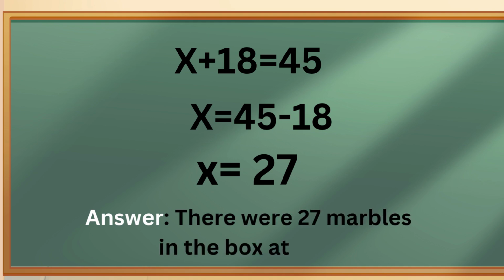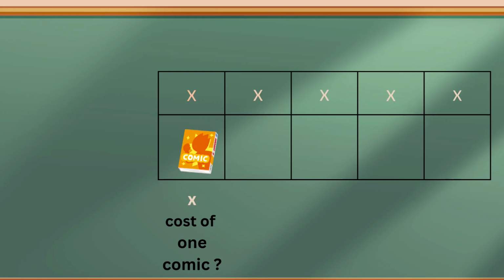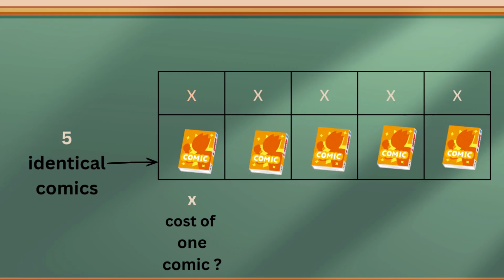Now the second problem, the cost of comics. Rosie bought 5 identical comic books. She spent a total of rupees 80. How much did each comic book cost? Let us assume the cost of each comic book is X. We already know that the cost of 5 comic books is rupees 80.